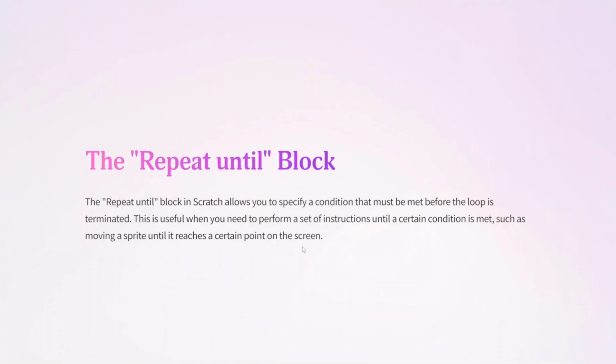The repeat until block. The repeat until block in Scratch allows you to specify a condition that must be met before the loop is terminated. This is useful when you need to perform a set of instructions until a certain condition is met, such as moving a sprite until it reaches a certain point on the screen.